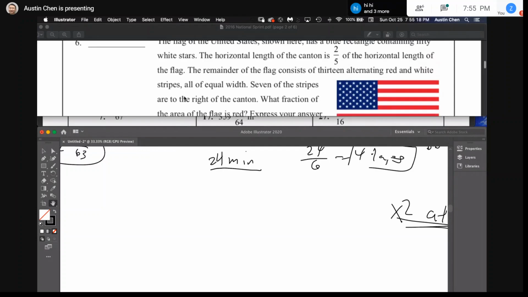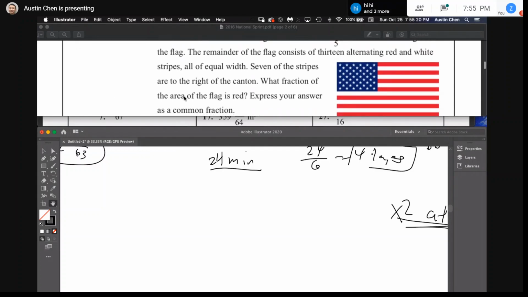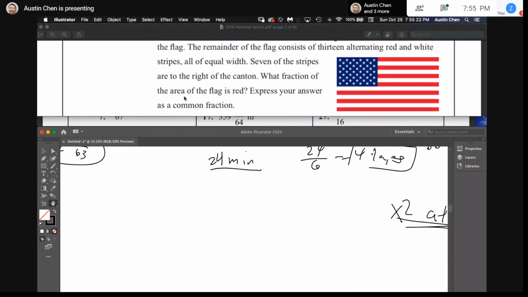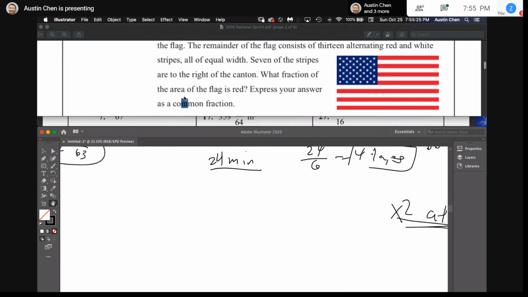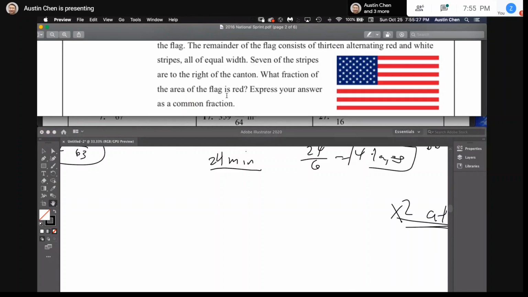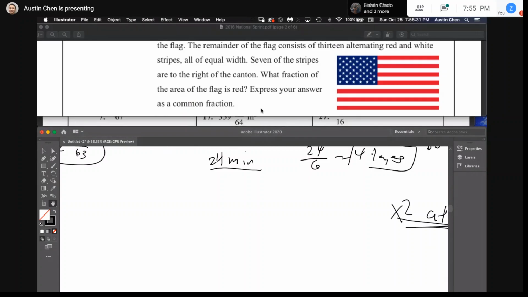Okay. The remainder of the flag consists of 13 alternating red and white stripes, all of equal width. Seven of the stripes are to the right of the canton. What fraction of the area of the flag is red? Express your answer as a common fraction.